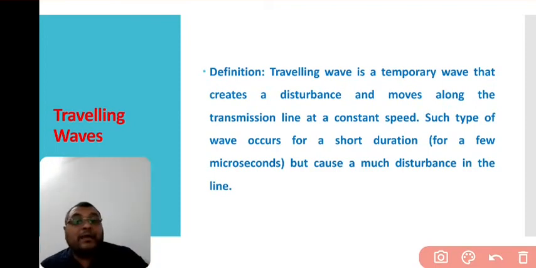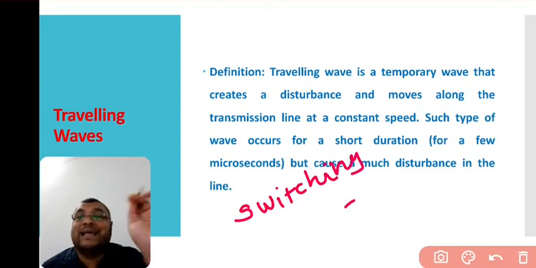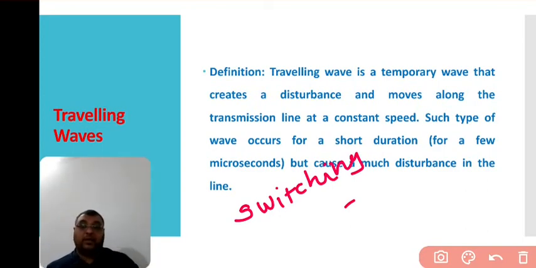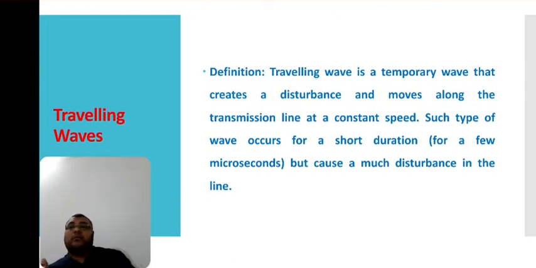One of them is switching, another one is lightning, and the third one is the fault. Okay, those three are the main reasons for the occurrence of the traveling wave. Okay, the traveling wave can be represented mathematically in a number of ways. Okay, and we can consider over here. Most commonly it is represented in the form of an infinite rectangular or step wave.